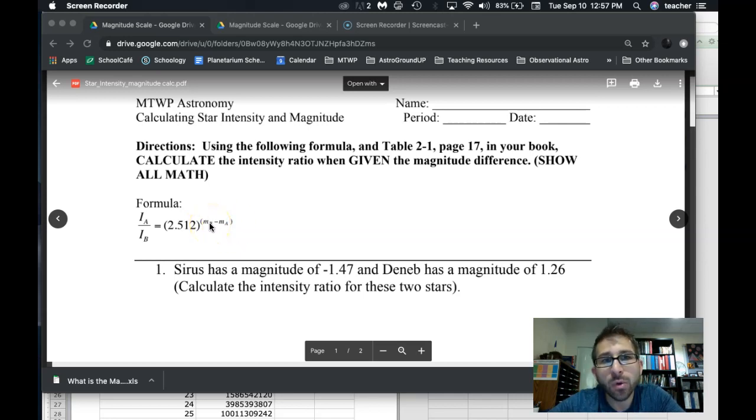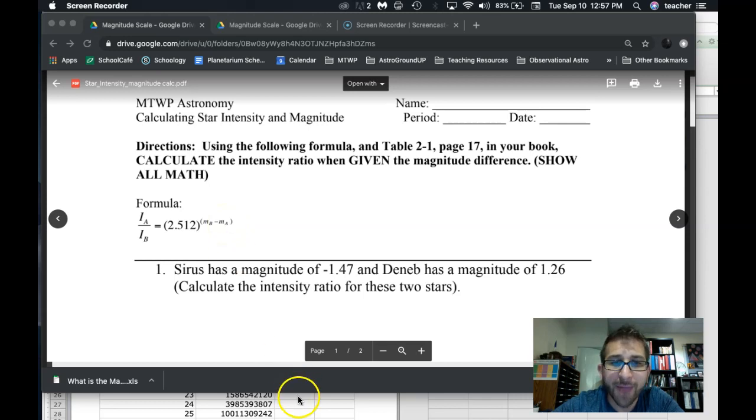Now, for these problems, we don't need to really worry about this side of the equation. This is what we're solving for. All we need to worry about is what's on the right-hand side of the equation, and we need to determine which of these two magnitudes is the bigger of the two.